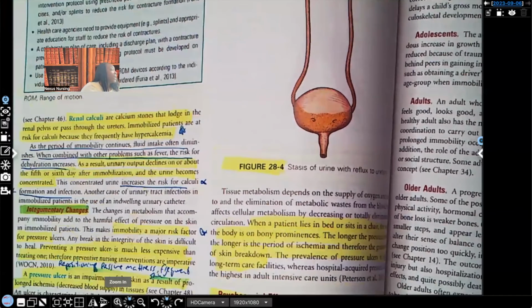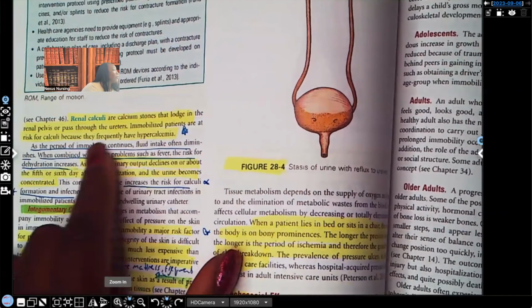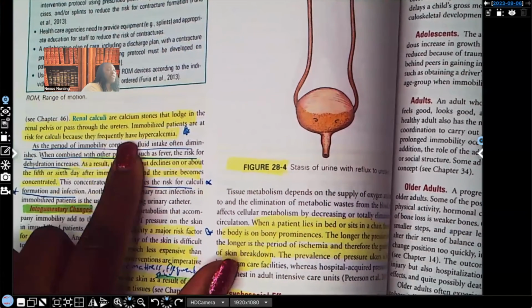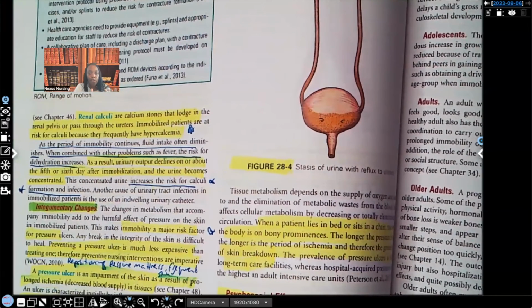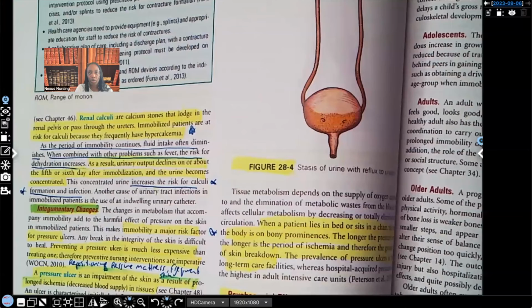Okay. Right here, it says immobilized patients are at risk for calculi because they frequently have hypercalcemia. Let's talk about this. Don't overlook that. I put a star next to it. Make sure you know it.